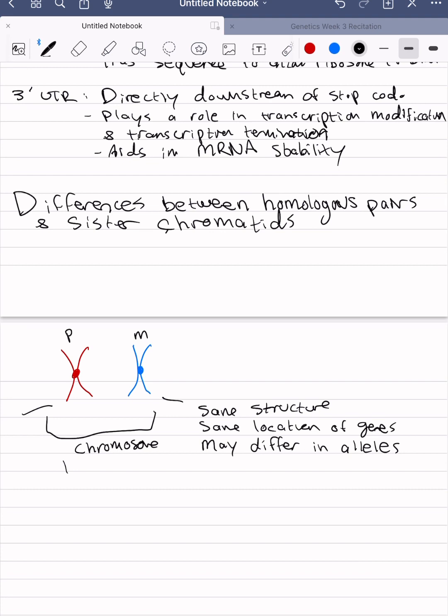For example, this portion of the gene may code for eye color. Let's say that the father has an allele for brown eyes, whereas the mother has an allele for blue eyes. They're still in the same location and they code for the same gene for the same protein. They just differ in the sequence that produces the protein. So they code for different eyes, but they are essentially the same chromosome, with just minor differences in alleles.